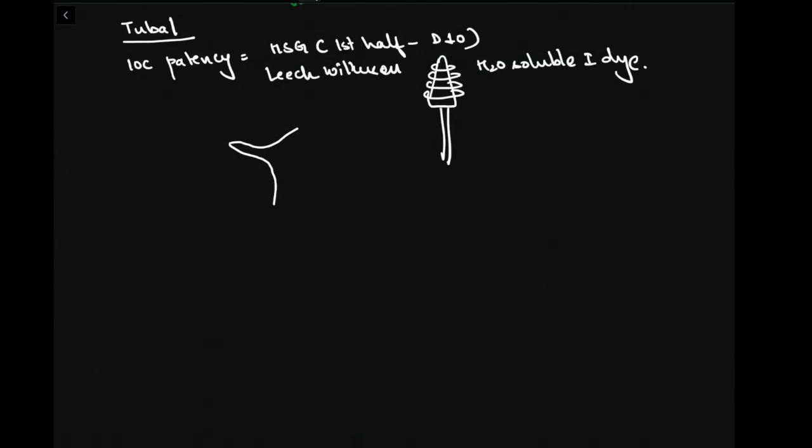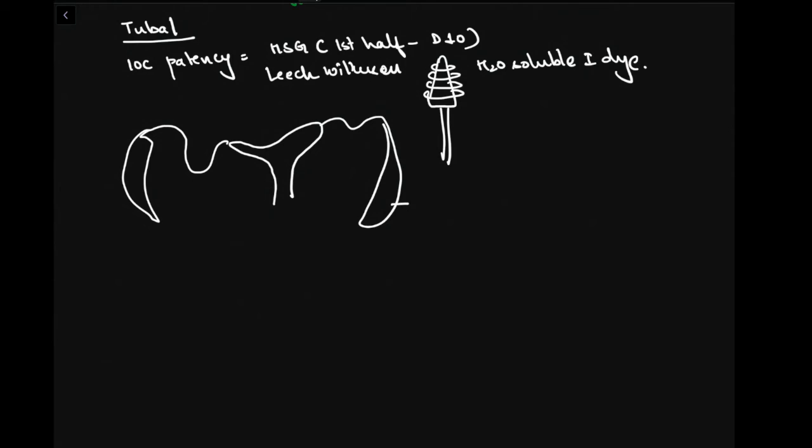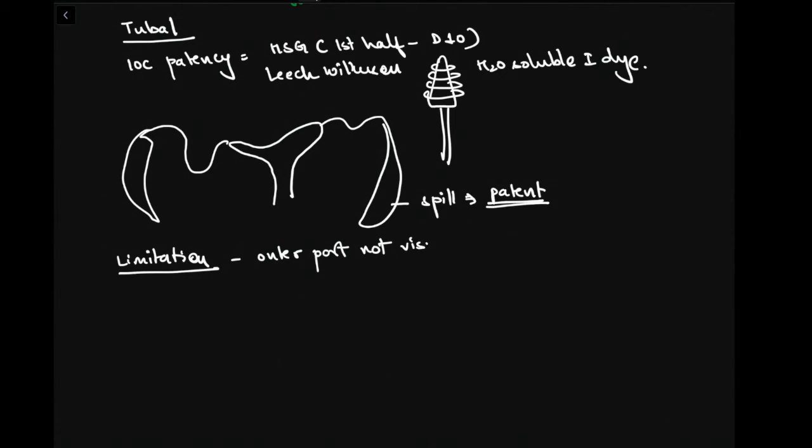So what picture we will get? We will see opacification of endometrium, fallopian tubes, followed by a free peritoneal spill. So presence of bilateral spill is indicative of tubal patency. What are the limitations? That the outer part of the fallopian tube is not visualized, right? The external appearance. So for that, the gold standard is laparoscopic chromopertubation.